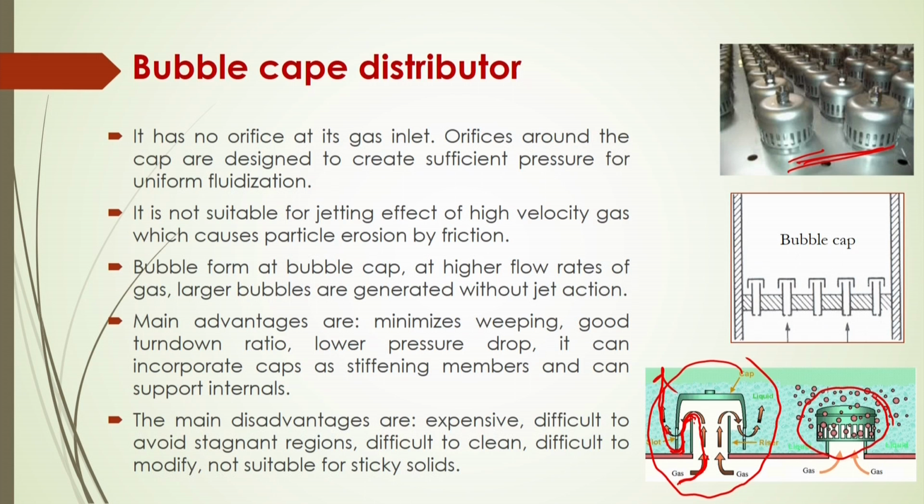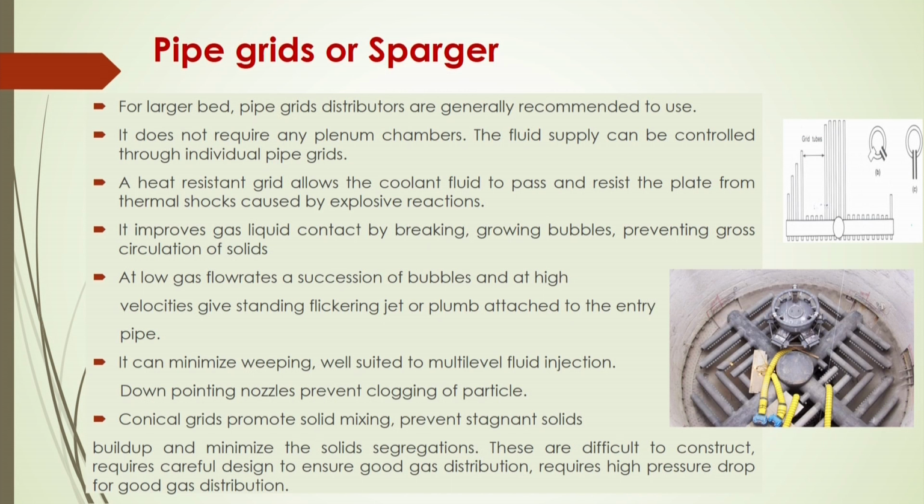The main disadvantage is that it is expensive, and of course it is difficult to avoid stagnant regions. Some stagnant regions will form, so it is difficult to control them, and it is difficult to clean and difficult to modify. It is not suitable for particles whose size is less than 30 microns or for very sticky solid particles. You cannot use this type of bubble cap distributor for fluidization. And another type is called pipe grids or spargers.